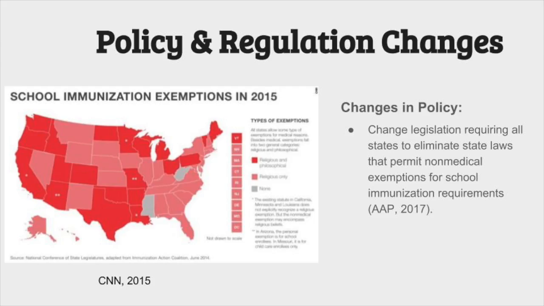Slide 25, Policy and Regulation Changes. Currently, the American Academy of Pediatrics 2017 recommends that all state laws that allow non-medical exemptions for school immunization entry requirements be eliminated throughout the United States. According to the American Academy of Pediatrics in 2017, there are currently 16 states that allow personal belief exemptions for school entry immunization requirements. We propose that legislation be changed requiring all states to eliminate state laws that permit non-medical exemptions for school immunization requirements.